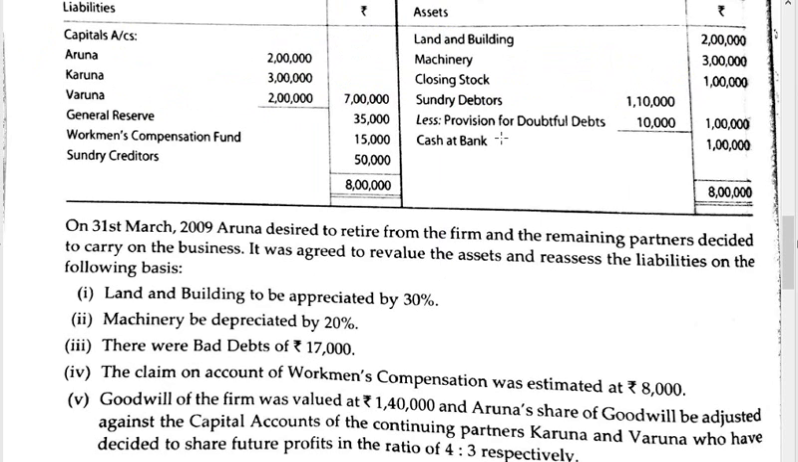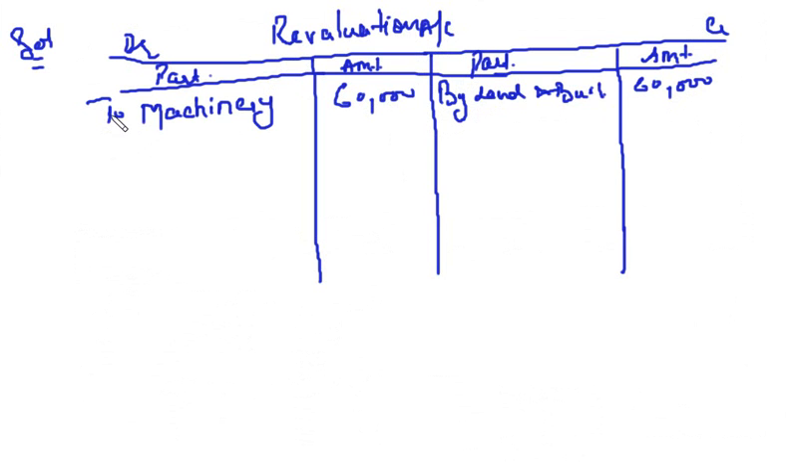Now, he says there are bad debts of 17,000. And if you see the balance sheet, there is a provision for doubtful debts to the extent of 10,000. We have bad debts of 17,000. We have a provision of only 10,000. So out of this 17,000, we will use 10,000, the provision which we have created. What is the extra bad debts? 7,000. The 7,000 we will take in revaluation account. Simple. To bad debts 7,000.